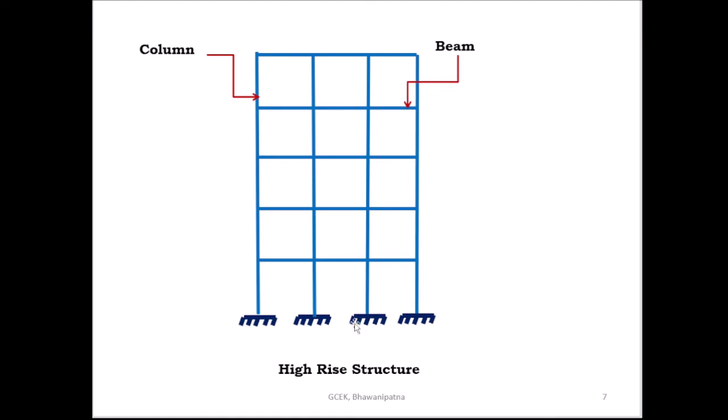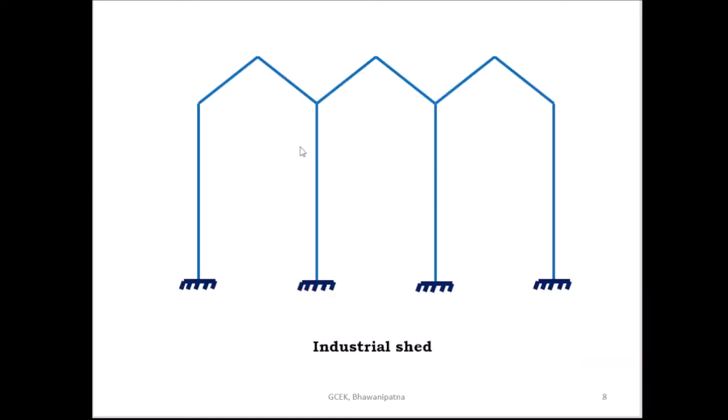And this is the high-rise structure. This is also a plane frame or space frame, and in the case of a plane frame or space frame, the horizontal member is called the beam and the vertical member is called the column. This is a high-rise structure. This is the example of an industrial shed. So these all are the skeletal structures.